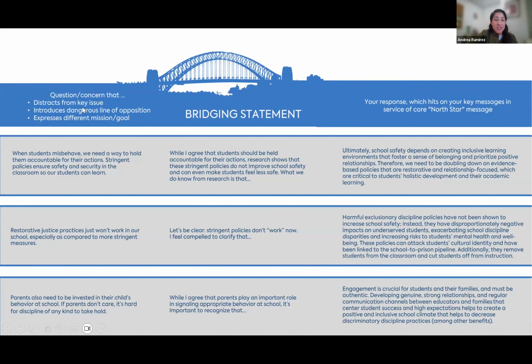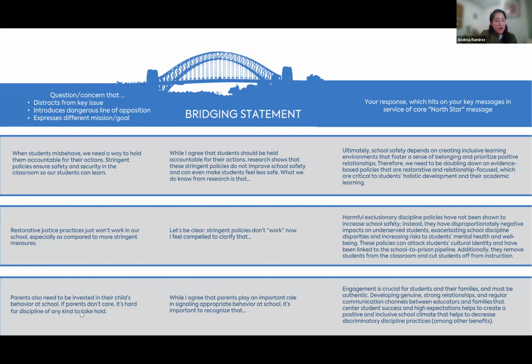And lastly, these are some scenarios that are more specific to this dimension of positive inviting school climate. On the left, you have some common arguments that you might hear around positive inviting school climate. One of them is: we still need students to be accountable for their actions, and stringent policies ensure safety and security, or restorative practices just don't work, or parents also need to be invested in their child's behavior at school, because if parents don't care, it's hard for discipline of any kind to take hold.